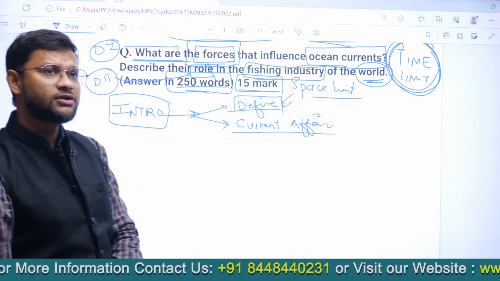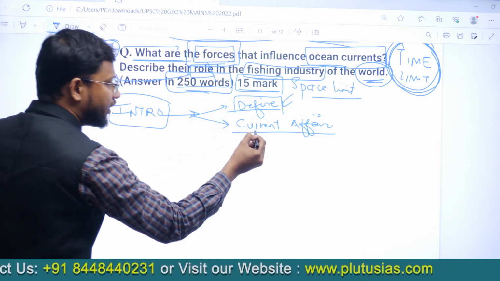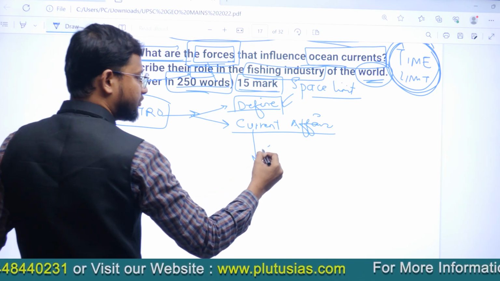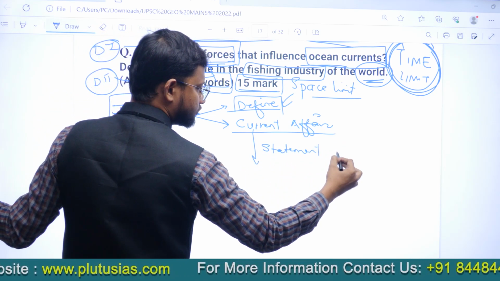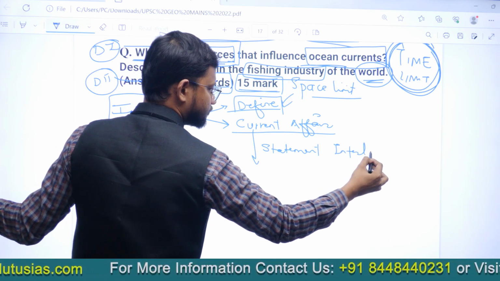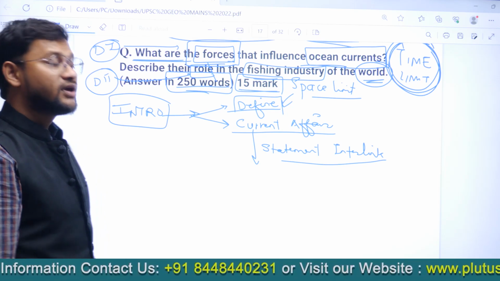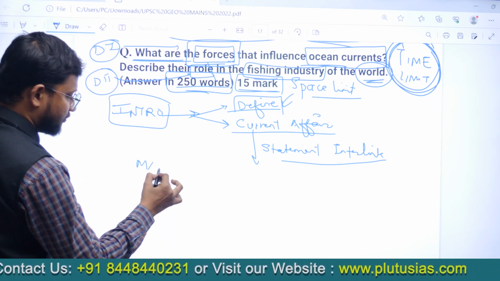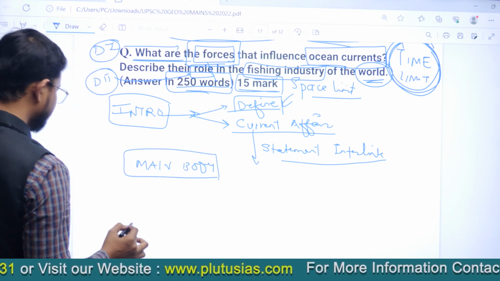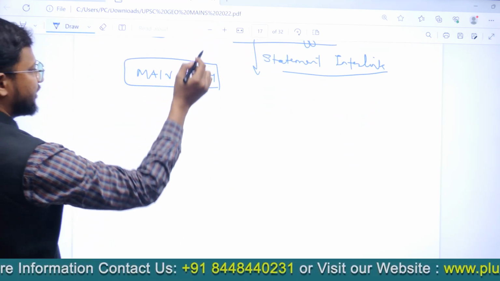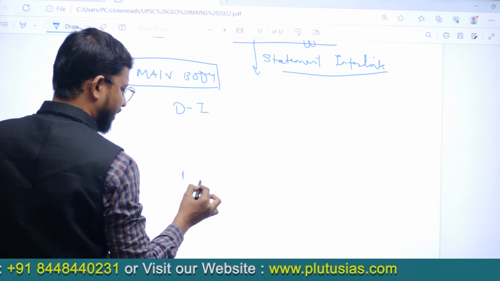Then after the definition, you have to interlink. You need some statement that should give rise to the main body. Notice that the main body includes the parts where we have to address demand 1 and demand 2.